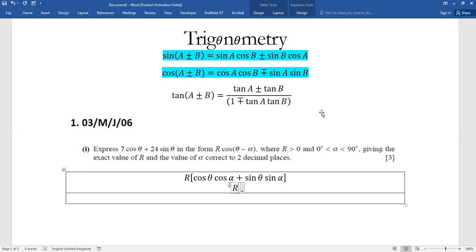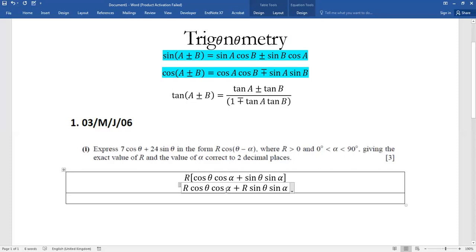Now, if I multiply it by r, I get r cos theta cos alpha, plus r sin theta sin alpha. Now, this is the final form that I need my answer in. I eventually need to find the value of r and I eventually need to find the value of alpha. Remember, r and alpha are constants. The only variable that we are dealing with is theta over here.